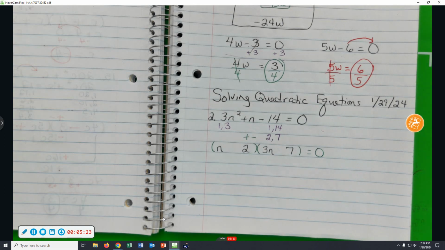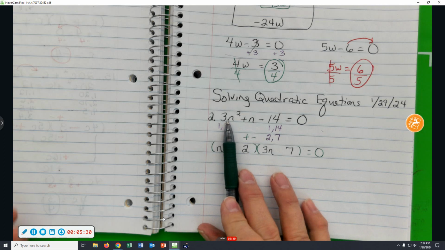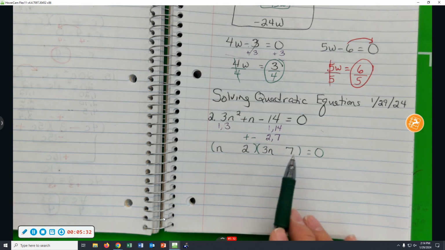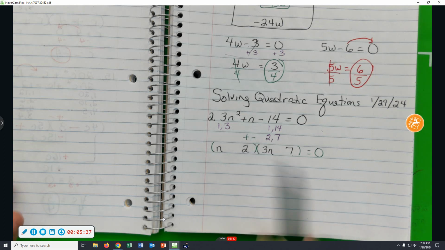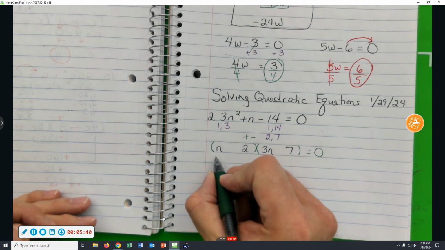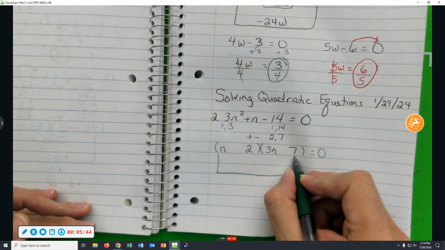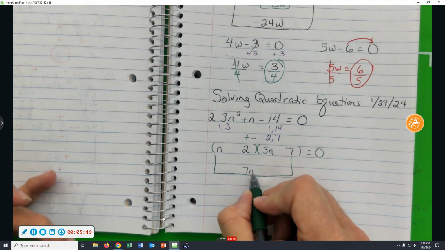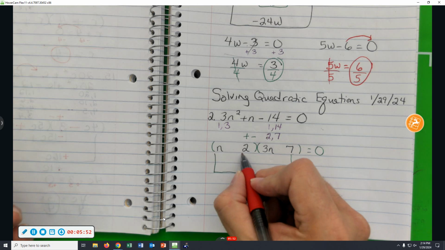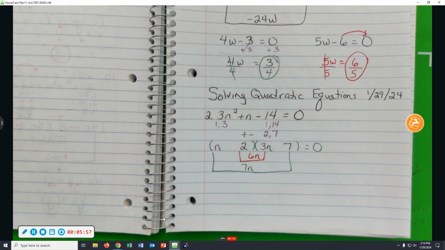Now I'm going to make my little marks for the outer and inner. If we're foiling this out, the first, n times 3n, gives me the 3n squared. 2 times 7 gives 14, but one of them is plus and one is minus. So let's see. These marks I'm making are for the outer. This is the outer. If I'm foiling out the n times 7, that'd be a 7n. The inner is a 6n.